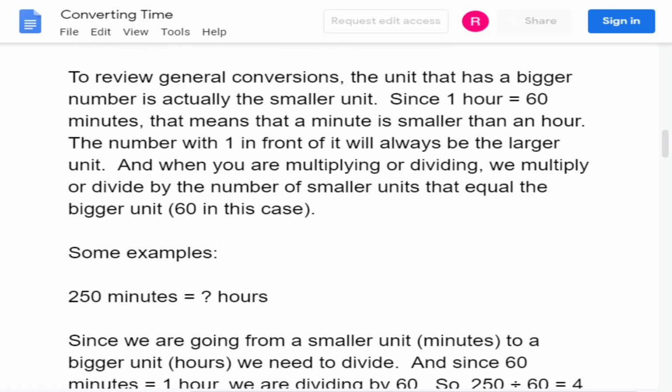Okay, so to review general conversions, the unit that has a bigger number is actually the smaller unit. So it's almost like everything else in conversions where it's reversed, right? So 1 hour equals 60 minutes. That means that a minute is smaller than an hour, right? So in the conversion, the unit that has 1 is always smaller, and the unit that has more than 1 is bigger. Okay, so the number 1 in front of it will always be the larger unit. And when you are multiplying or dividing, we multiply or divide by the number of smaller units that equals the bigger unit, 60 in this case, right?